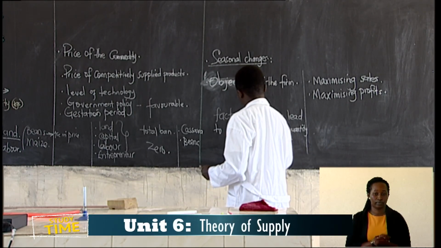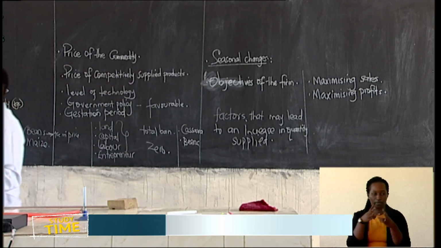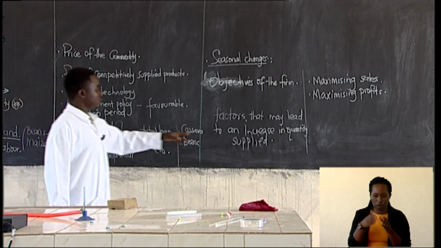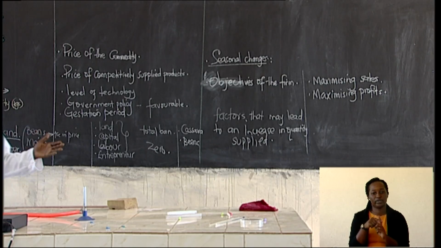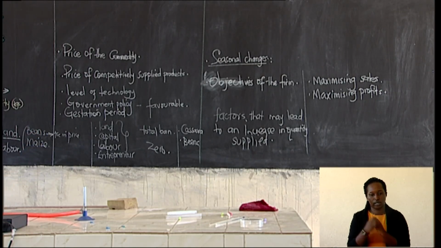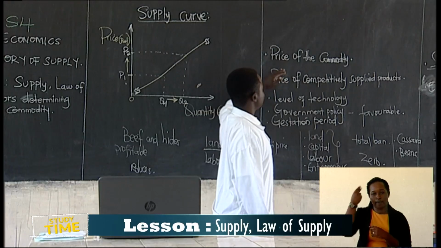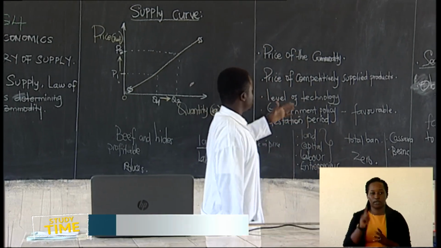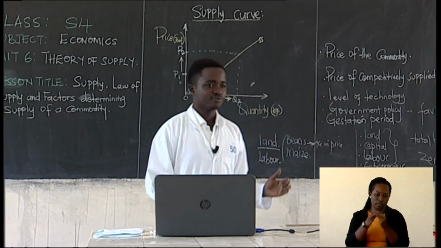In this case, you have to state your points in a positive way. What factors may lead to an increase? Not factors that determine, but factors that may lead to an increase. So you have to state them very well: favorable changes, favorable government policies, a high price or an increase in the price of the commodity, and use of advanced technology.